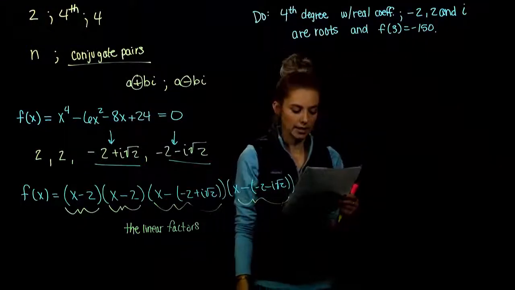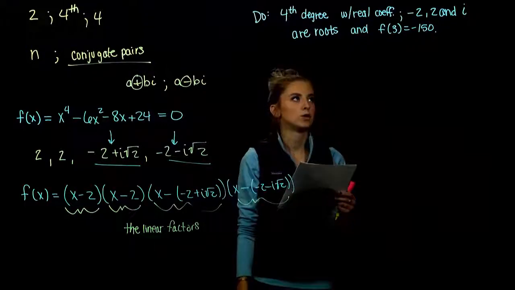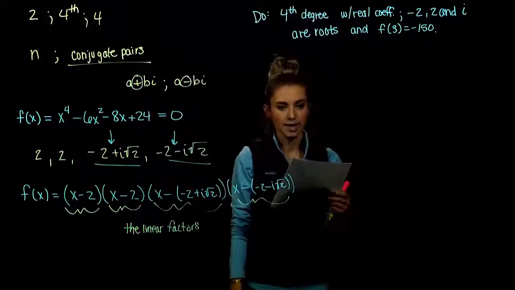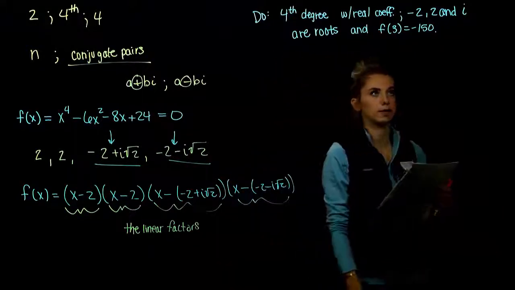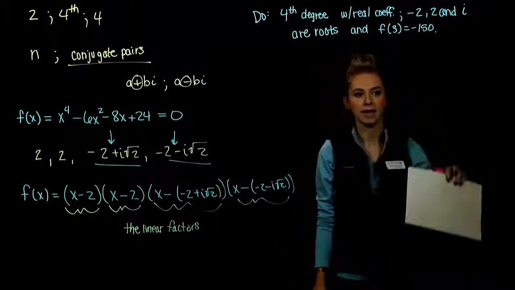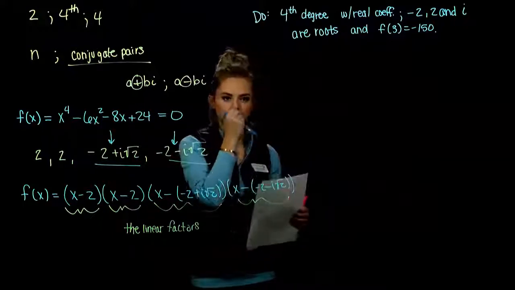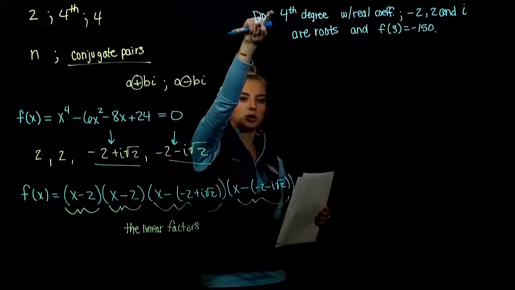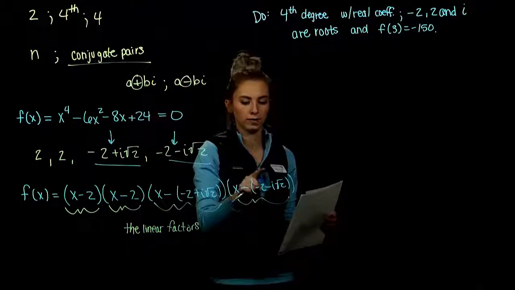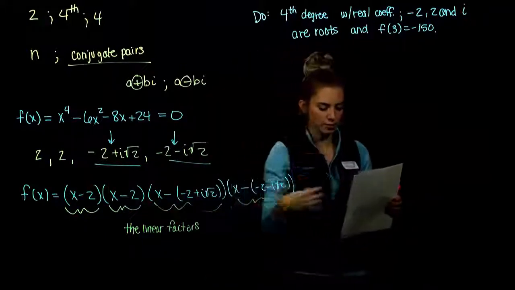We're going to call it f of x with real coefficients that has negative 2, positive 2, and i as the zeros. And it's going through the point 3, negative 150. So if I evaluate my function at 3, I get out negative 150. So just using that theorem, I want a polynomial of degree 4. So how many roots am I going to have? 1, 2, 3, 4. Okay, so the same story, it's going to fit that form.